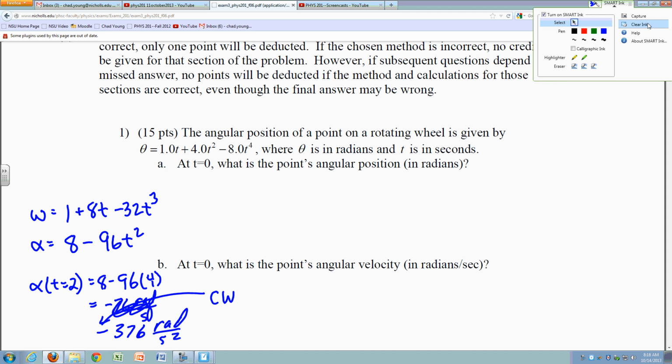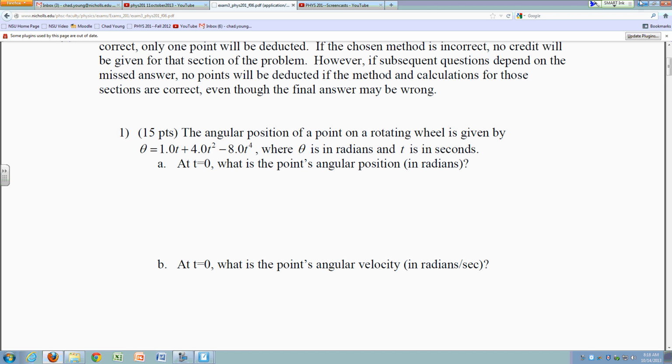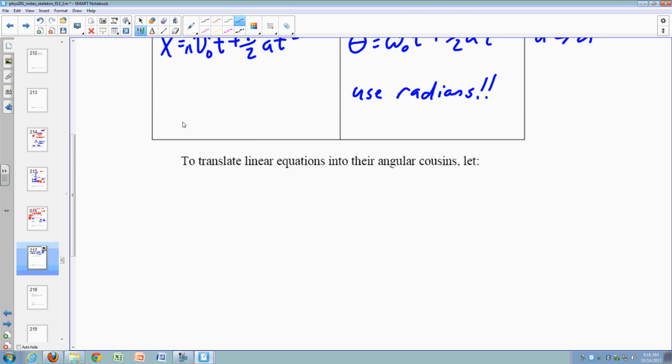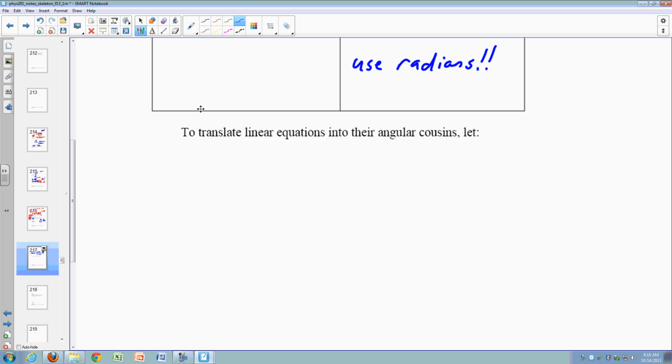So that's a simple problem. You just need to know those derivatives and how they're related to one another. Alright, there are some other problems, more traditional kinematics problems, like you have an object rotating at a certain rate, and we'll do some more as well. We can translate these linear equations: x becomes theta, v becomes omega, a becomes alpha.